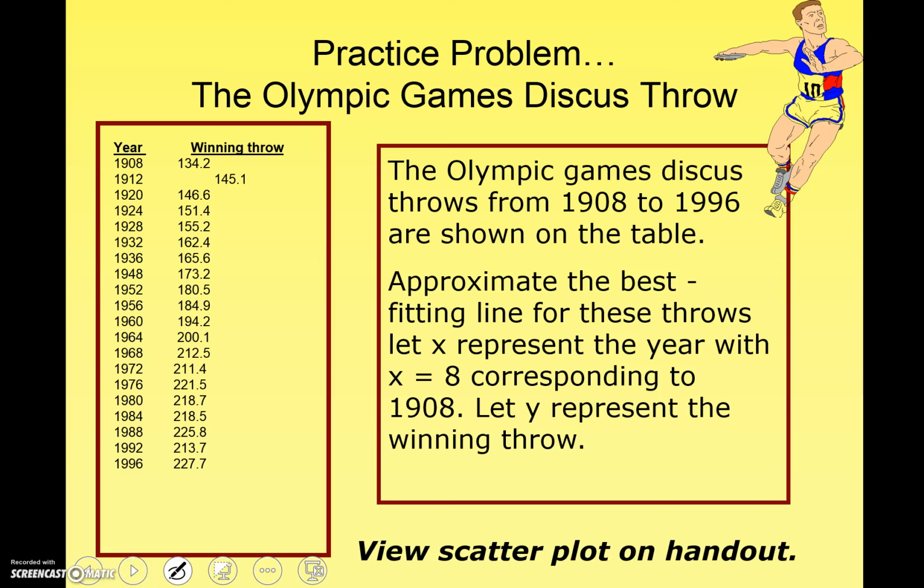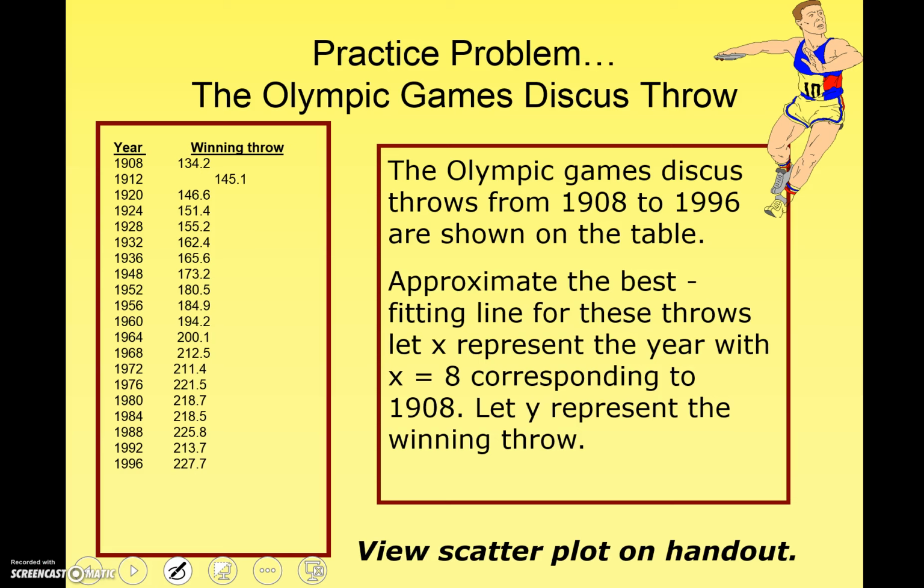You do not need to write down every single one of the years and the winning throws. This is just here to know that it is all the data. But the Olympic game discus throws from 1908 to 1996 are shown on the table. Approximate the best fitting line for these throws. Let x represent the year with x equal to 8 corresponding to 1908. Let y represent the winning throw.